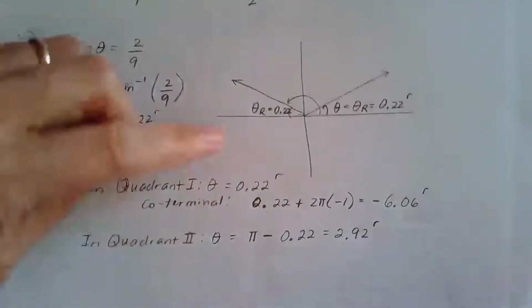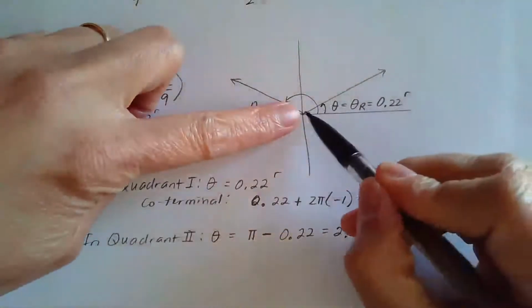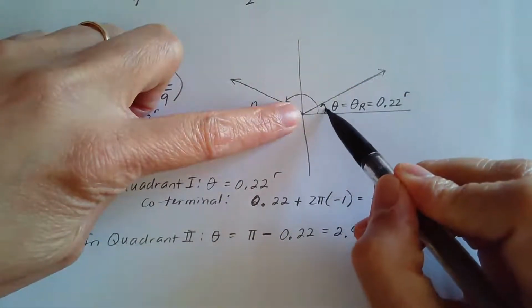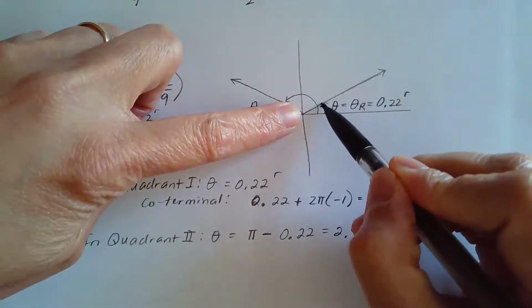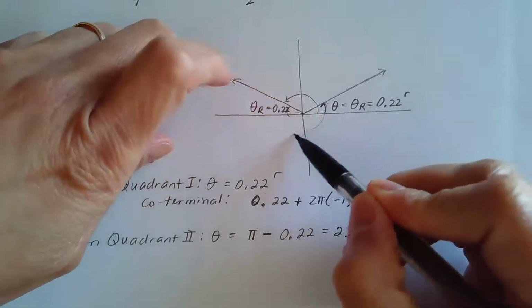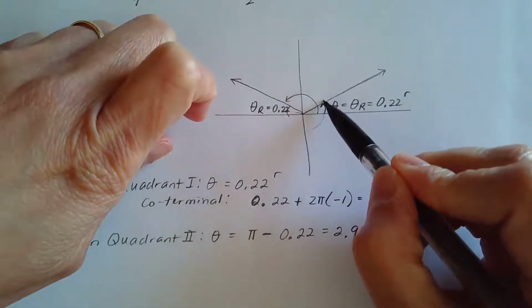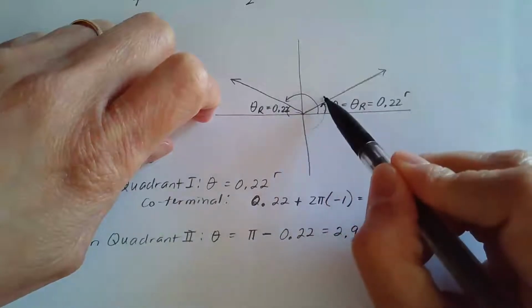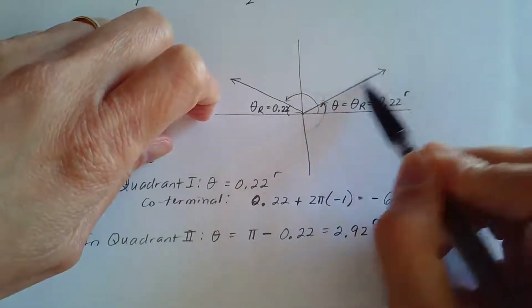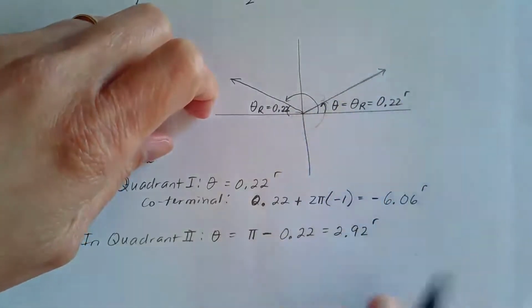Okay, so in this particular case, this is in quadrant 1, we can read the angle going this way in a positive direction, but we could also read the angle this way in a negative direction, clockwise, and we're stopping at this angle right there. That's our terminal arm.